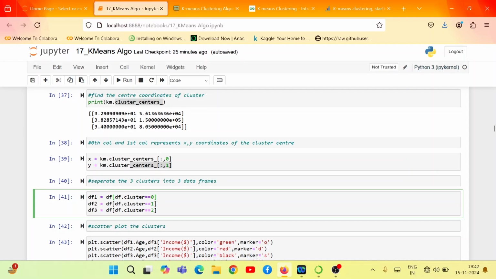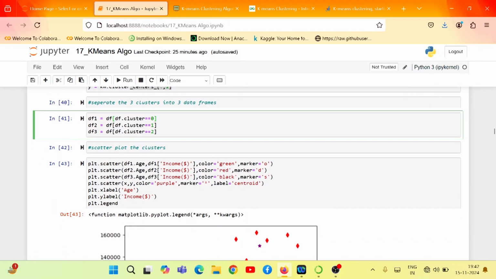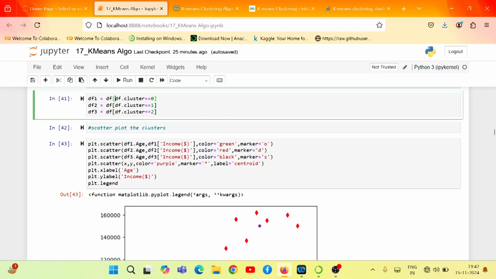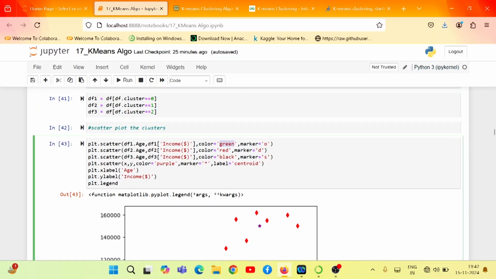So that we have done over here. Now let us draw the scatter plot representing 3 clusters along with their center. Here the data points of the first cluster are shown as green, the second cluster as red, and the third cluster as black, right? Various markers are used to present these data points. Here we have used O, here a diamond, here an S, right? So various markers we can use for representing it.